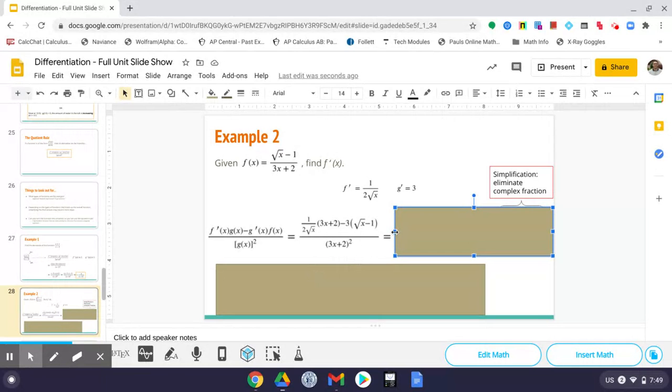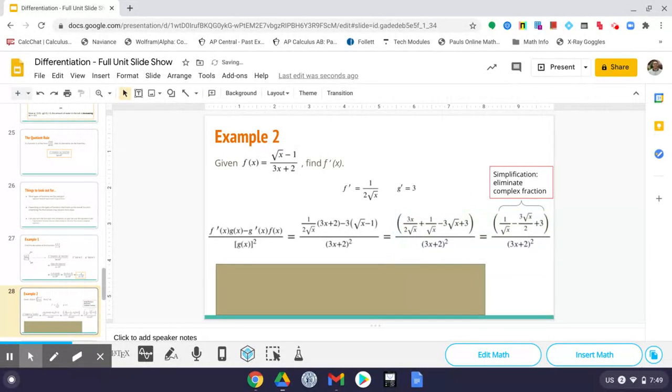Next step is to distribute these pieces in because I eventually want to combine like terms if there are any, simplify any complex fractions, or factor any common terms out. So the next step I'll do is take the 1 over 2 root x and distribute it into 3x plus 2, and I'll take the negative 3 and distribute it into the square root of x minus 1. When I do that, here's my next piece. I'll give you a second to look that over.